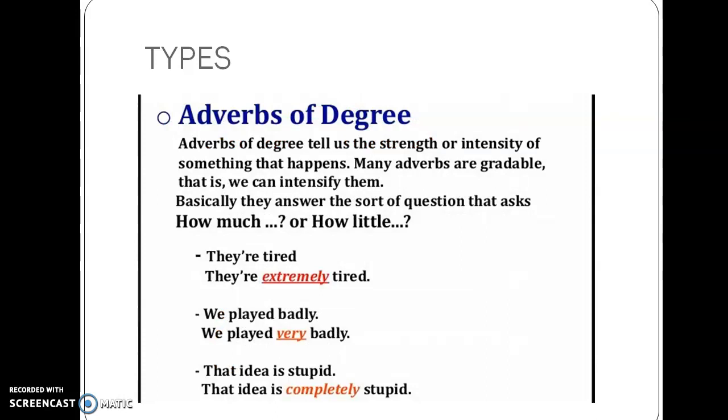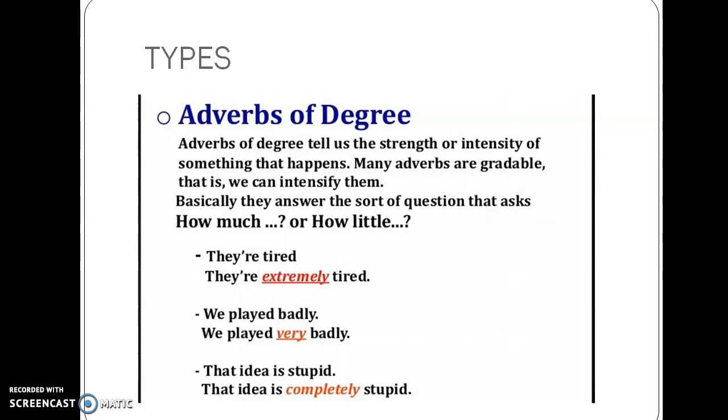Now, finally, you have adverbs of degree. Adverbs of degree tell us the strength or intensity of something that happens. So, they answer the question how much or how little. That means what is the degree, what is the intensity of something happening.